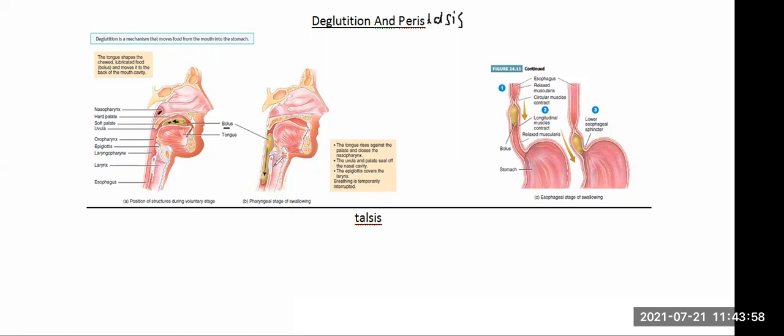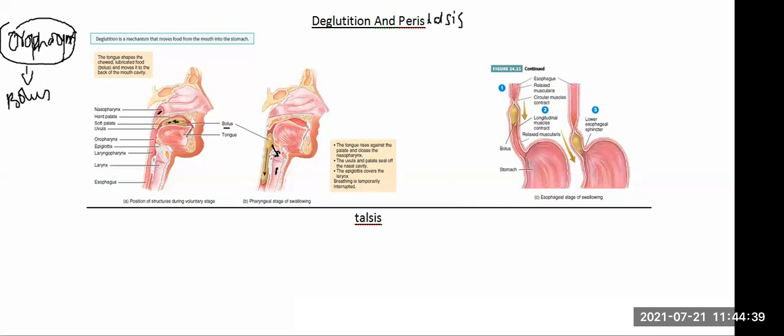We have discussed before that the esophagus is posterior to your windpipe. This is your windpipe, and posterior to it you have the esophagus. So this food should not go into your trachea, which is your windpipe. We'll see how our body system prevents the movement of food into your windpipe and into the nasal cavity. So when food is swallowed, it will come into the oropharynx.